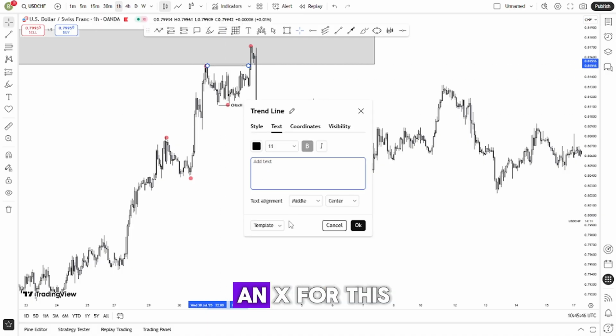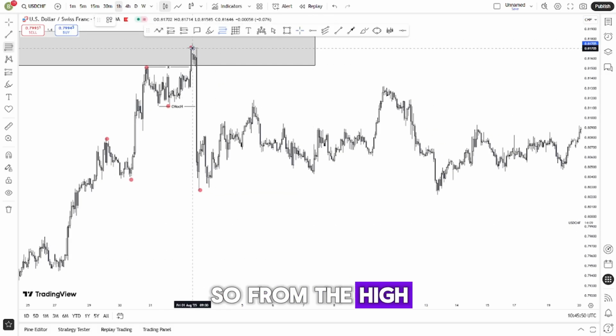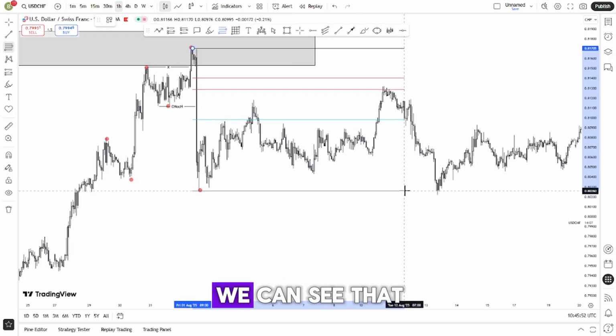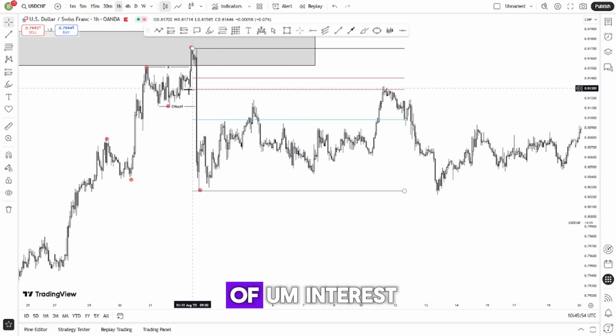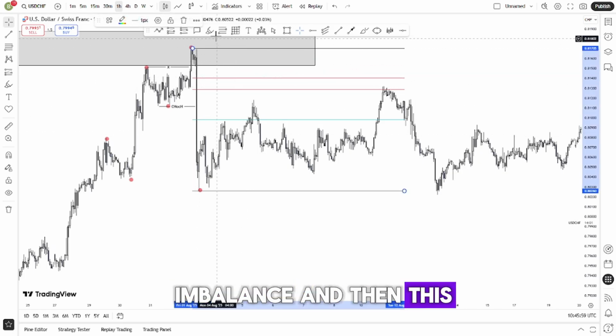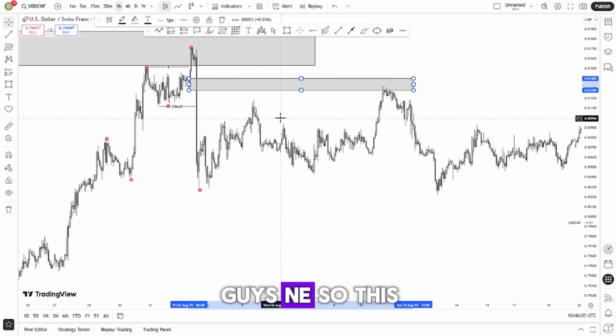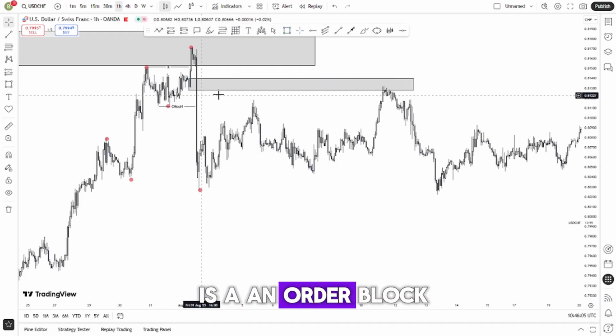So I like using an X for this thing here, so that we can confirm the sweep. So from the high to the low, using the fib tool, you can see that there was no area of interest. We had a large imbalance, and then this was a flip zone around just this point here, guys. So this is an order block, guys.